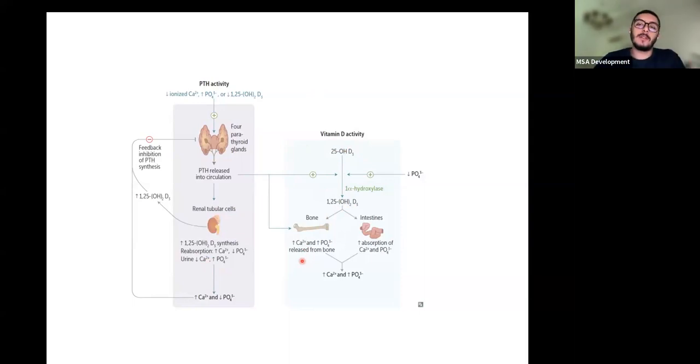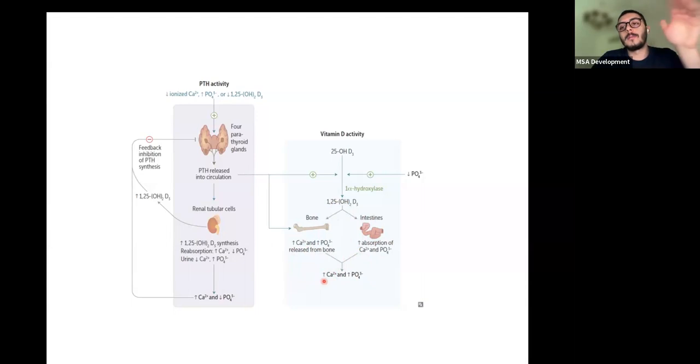So PTH will activate osteoclasts for a little amount of time, and then osteoclasts will start bone resorption and will start secreting calcium and phosphate to the blood, increasing phosphate and calcium. Also, vitamin D will go to the intestines and increase the absorption of calcium and phosphate. Okay, that's the third organ right there. Vitamin D here.